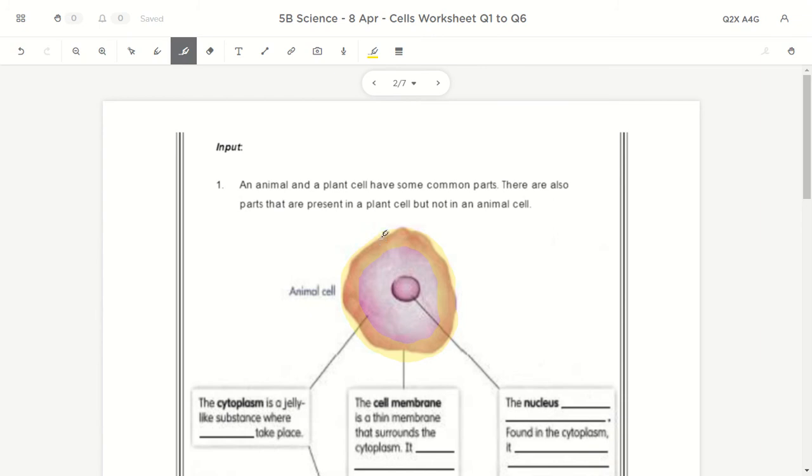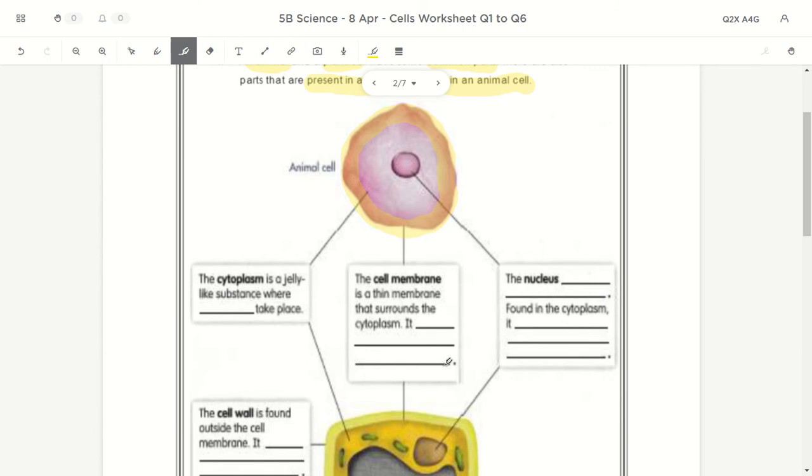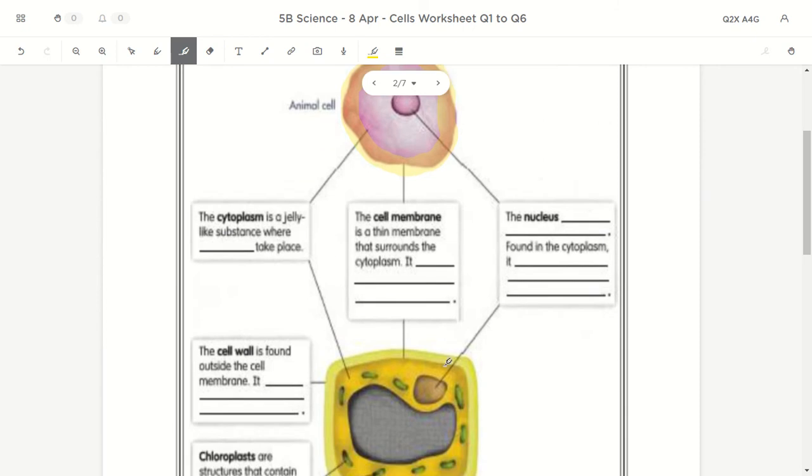Okay, so the key here is that they're telling you that an animal and a plant cell have common parts. So both cells share similar parts, but they are not exactly the same. So there are parts that are present in a plant cell but not present in an animal cell. So as I highlight, please highlight yourself also on the paper that you have. Okay, so let's go to the functions of each of the cell parts. Let's start from the cytoplasm.